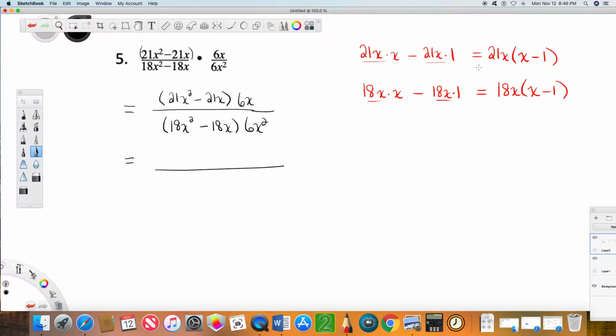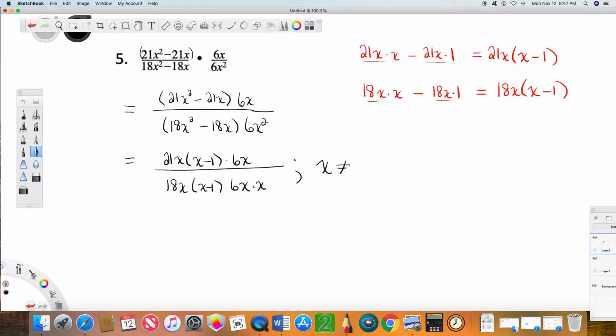This binomial in factored form is 21x times (x minus 1), and don't forget that we're multiplying that by 6x. In the denominator, we have 18x times (x minus 1) times 6x squared. Let's write x squared as x times x. All right. So now, when I look at this denominator in this factored form, it's a lot easier for me to see what my restrictions are going to be.